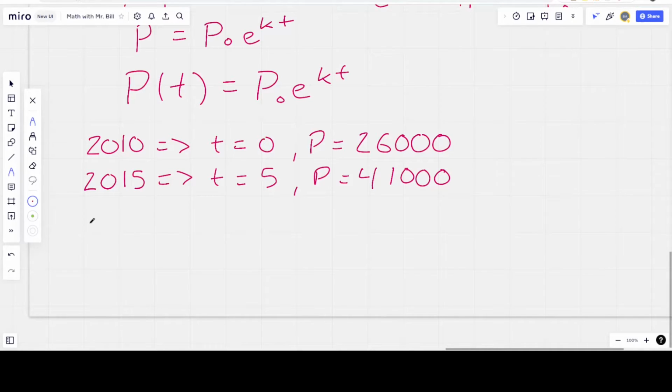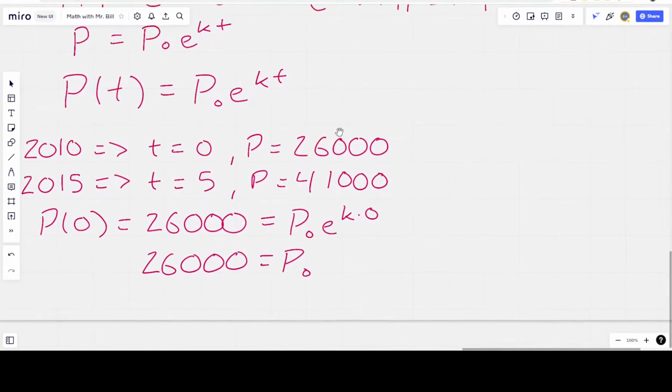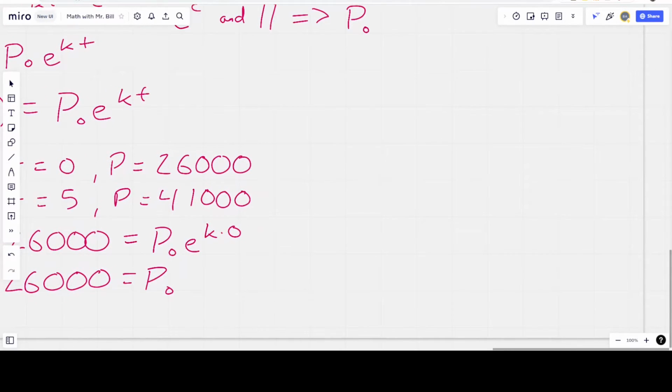And so when t is equal to 0, we get P of 0 is equal to 26,000. But we also know that that's equal to P naught e to the k times 0. Well, k times 0 is 0. E to the 0 is 1. So that means that P naught is equal to 26,000. From the notation, if you've done science, you know that usually the naught notation denotes the initial amount. And so that's our initial amount for our population.